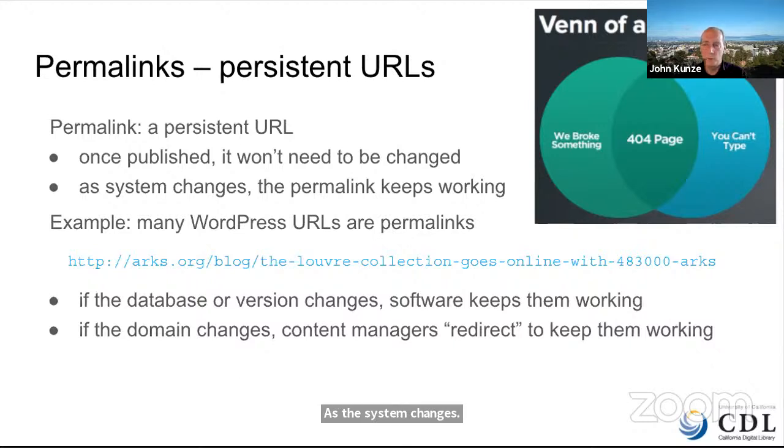An example is WordPress, which sits behind 40% of the world's most popular websites. Like GLAM systems, WordPress is database driven, but it still offers permalinks anyway. They work because when the database or software version changes, the software automatically keeps the permalink working. And if the domain changes, content managers can keep URLs working by maintaining something called redirects, which forward them.